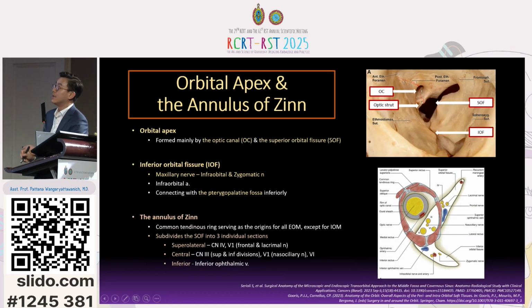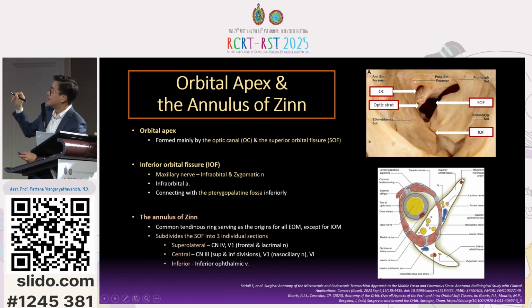Now move on to the orbital apex. This area is pretty complex and is formed mainly by the optic canal and the superior orbital fissure. Look at this bony anatomy of the orbital apex here. You will see that we have the optic canal where the optic nerve exits the intracranial compartment and enters the orbit. Then we have the superior orbital fissure located right here, and these two are separated by a small bony structure. We call this structure the optic strut. The optic strut is part of the sphenoid bone, and you can identify this on CT scan.